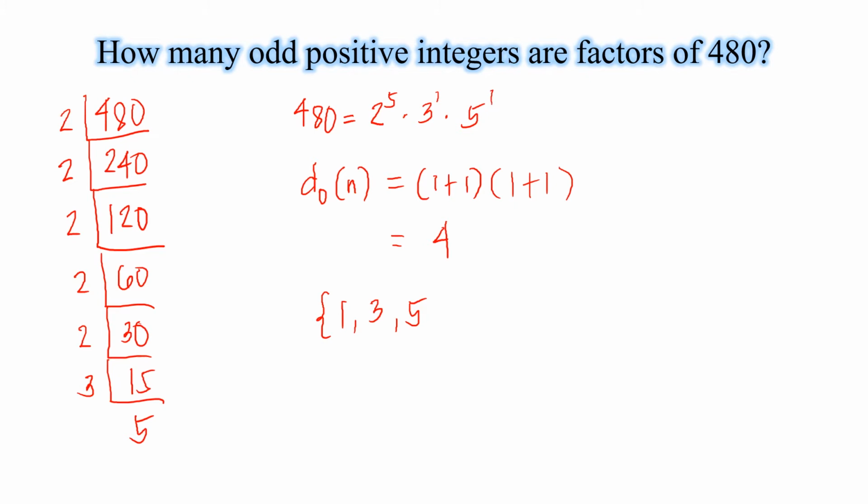We know also that if a number is divisible by two different prime numbers, then it is divisible by the product of those two numbers. Since 480 is divisible by 3 and 5, 480 can also be divided by 3 times 5, and that is 15. So using the listing method, we have 4 odd positive integers that are factors of 480.